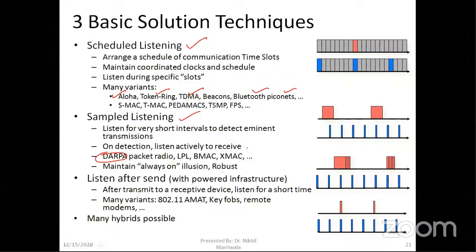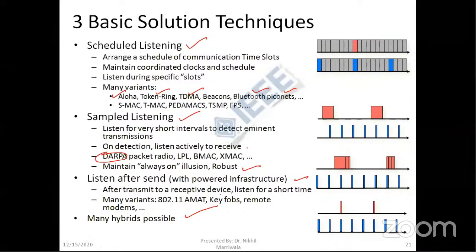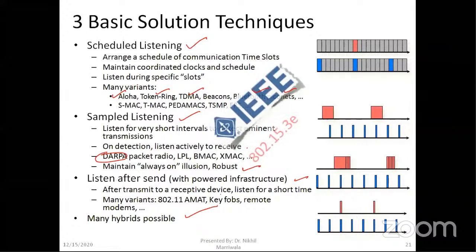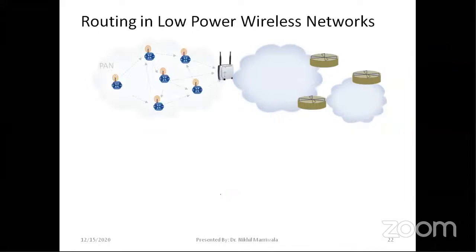So maintain an always-on illusion, but they are robust in nature. Listen after send with powered infrastructure, and many hybrids are also possible. Many hybrids are actually utilizing it to save power in all the machines. So for your mobile phones also, the same thing is being utilized. 802.15.3e is the solution.